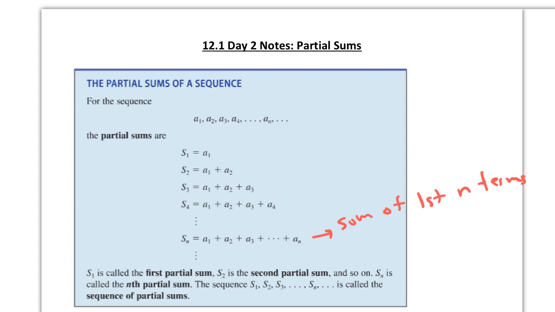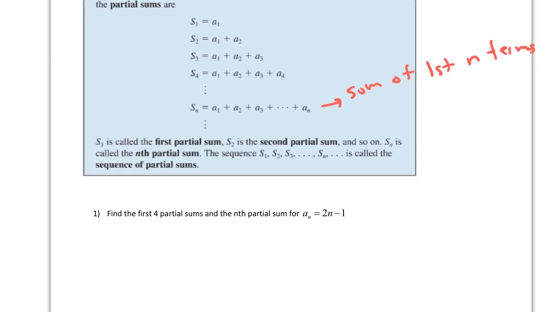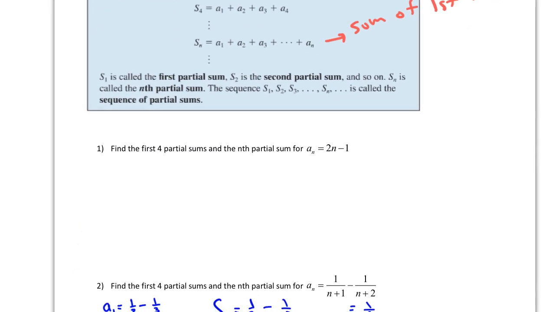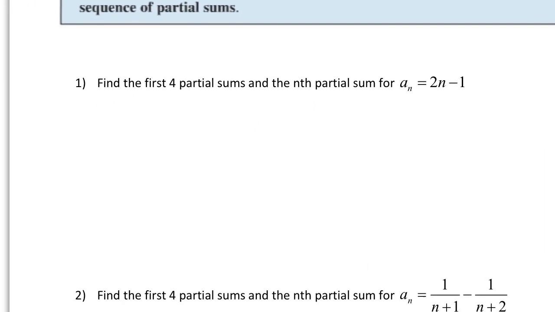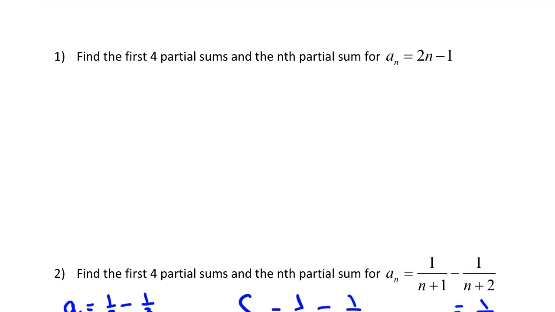So let's take a look at an example. Find the first four partial sums and the nth partial sum for a sub n equals 2n minus 1. To do this, I'm going to list out the first four terms of a sub n. So we have a sub 1 equals 2 times 1 minus 1, which equals 1.